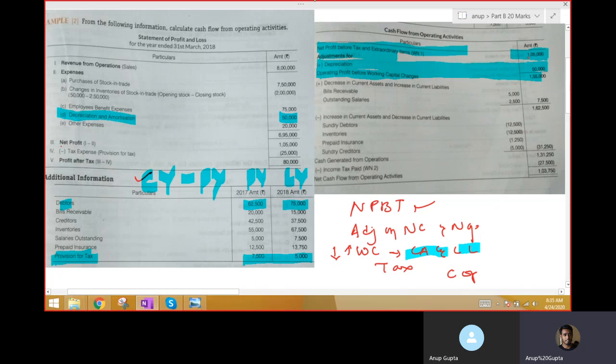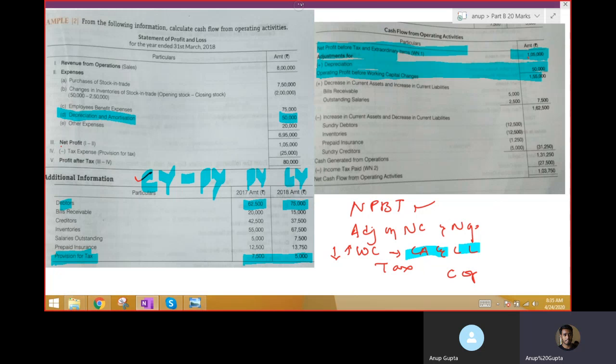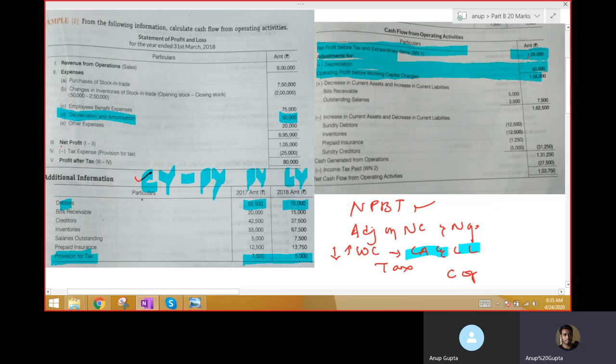75,000 minus 62,500 will be 12,500. This is plus. So increase in current asset will be subtracted. 12,500 is subtracted. Next, bill receivable, current asset. Current year is 15,000, previous year is 20,000. So 15,000 minus 20,000 is minus 5,000. That means it is decreasing. So decrease in current asset will be added here.